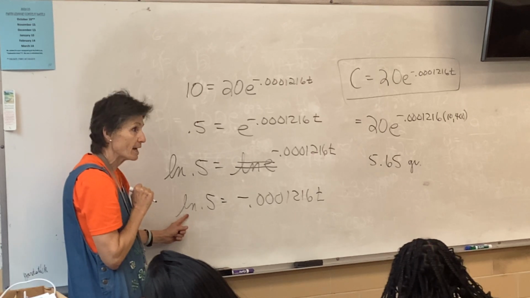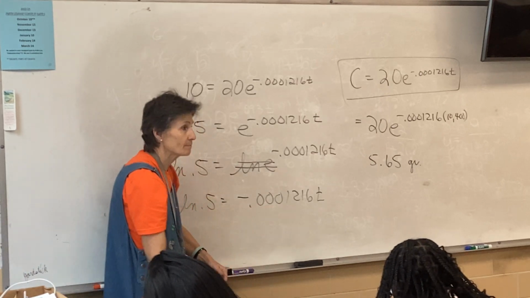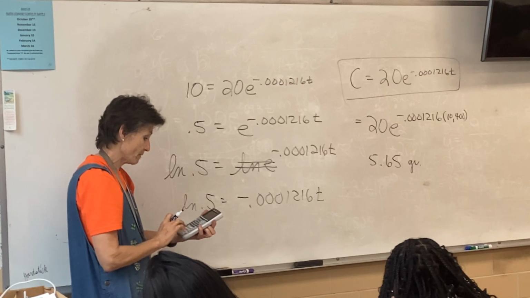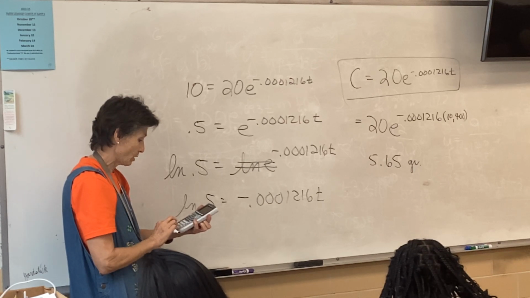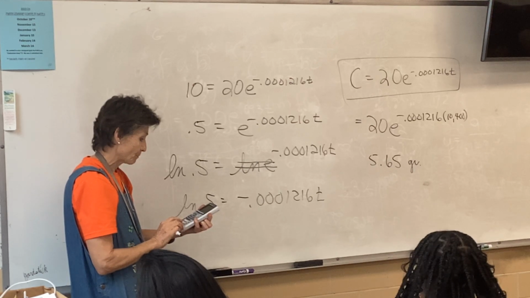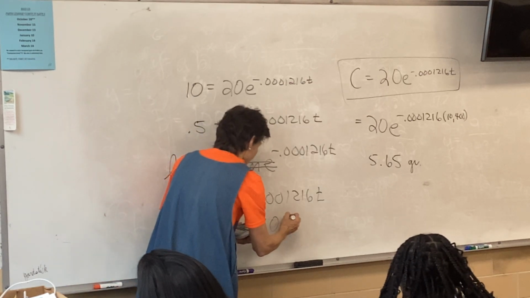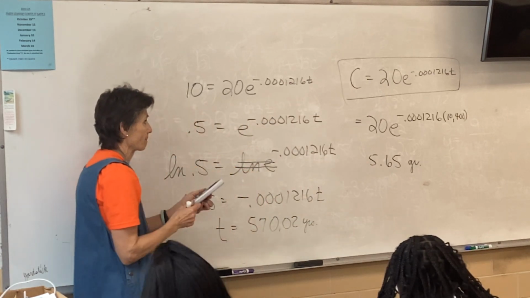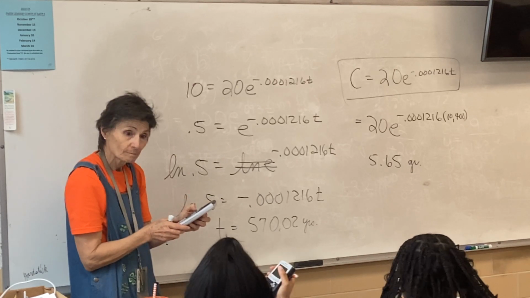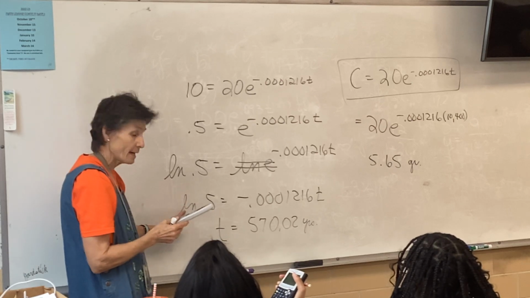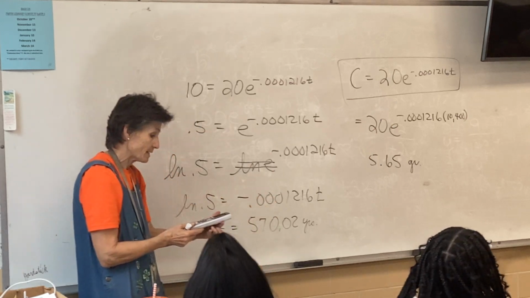So don't I just have to take ln 0.5 and divide it by this decimal? Yeah. That's it. That's t. So ln 0.5, don't forget to close the parentheses, divided by negative 0.0001216 equals, I got 570.02 years. When you put it in your calculator, I put ln 0.5, close the parentheses, and then divided by that decimal.